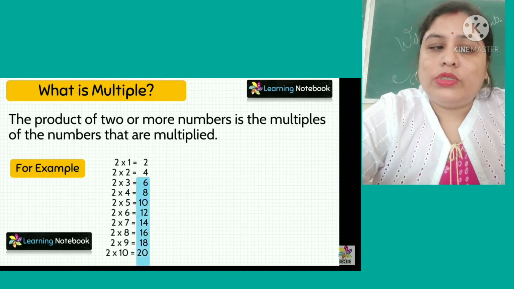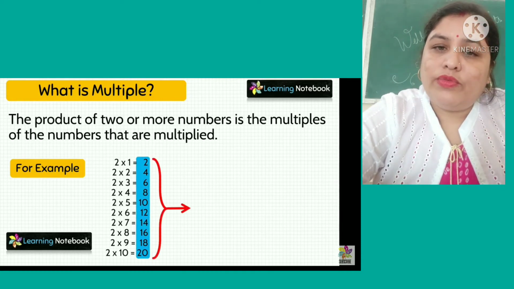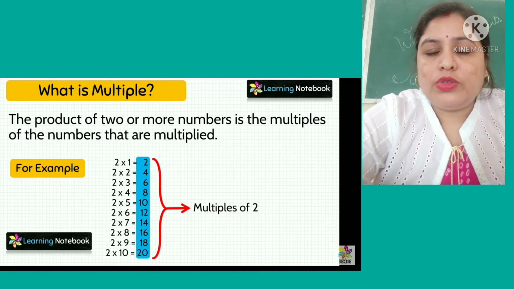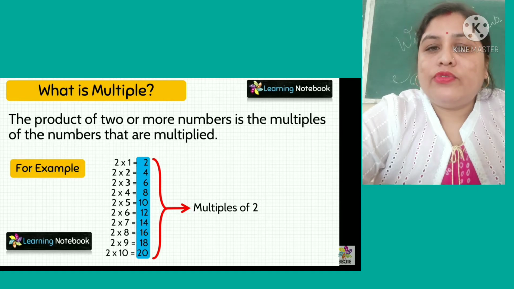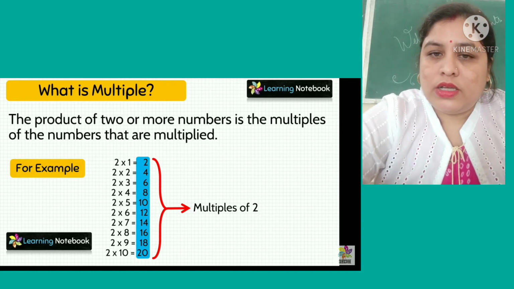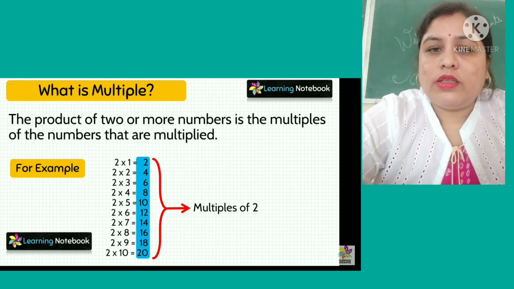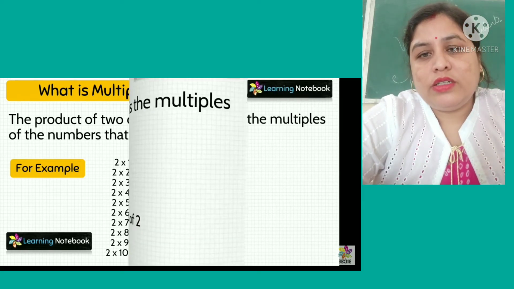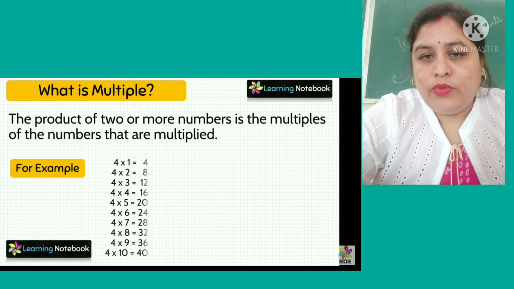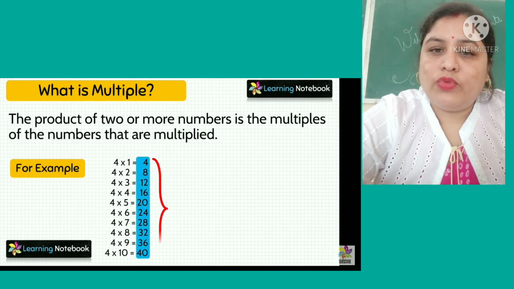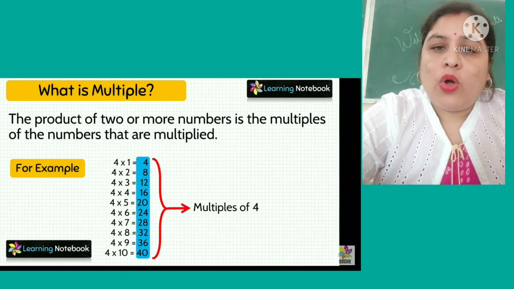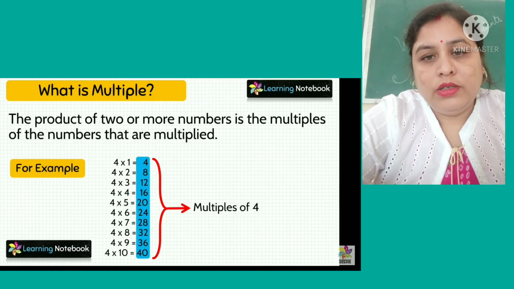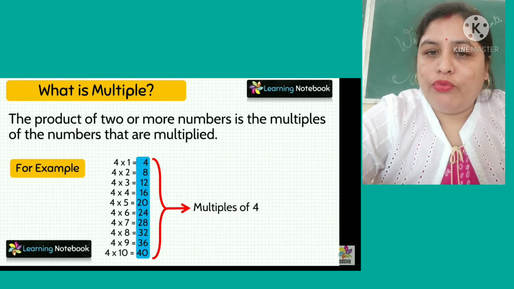Now take the example of the table of 2. 2 1s are, 2 2s are, 2 3s are, 2 4s are, and the final products are the multiples of 2. Same as if we take the table of 4, 4 1s are, 4 2s are, 4 3s are, 4 4s are and so on. All the products of the table of 4 are the multiples of 4.